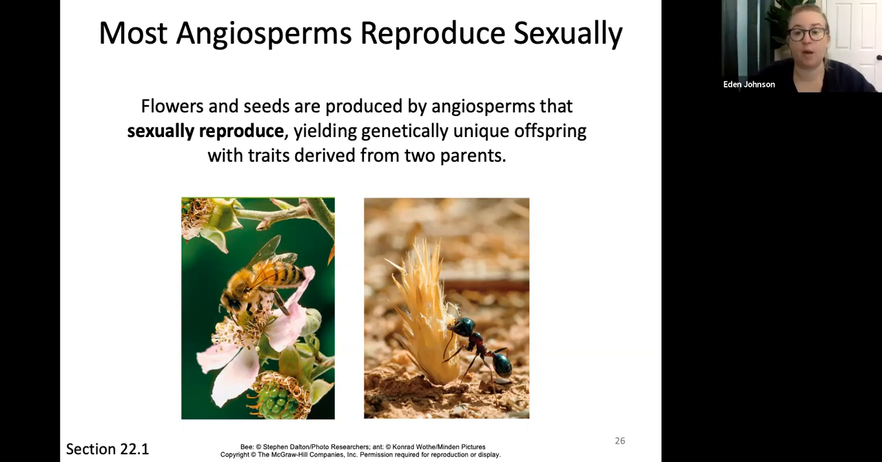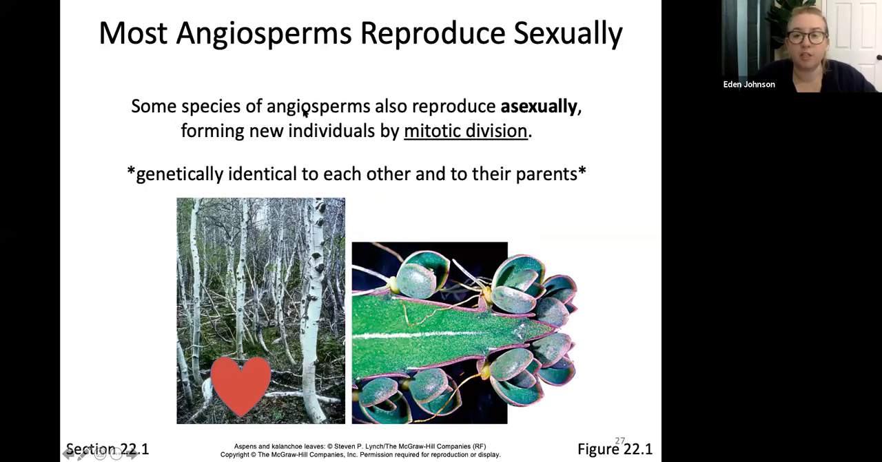So some species of angiosperms, like I said, also reproduce asexually, forming new individuals by mitotic cell division. Now, guys, mitotic division is mitosis. So in this case, you're not dealing with sperm and egg cells. You only need a single parent that is basically making a genetic clone of itself. So in both of these cases, you have asexual reproduction, where they are genetically identical to each other and their offspring.